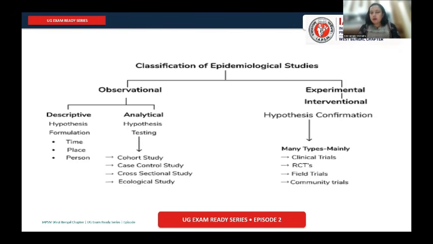Coming to the second part, that is the experimental or interventional study, where the researcher is intervening. They can be of various types, like the clinical trials, the RCTs, the field trials, and community trials. All of them are very important, and each can come as a short note. So you better be prepared with these experimental or interventional studies.